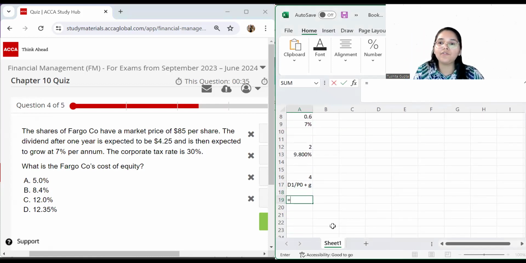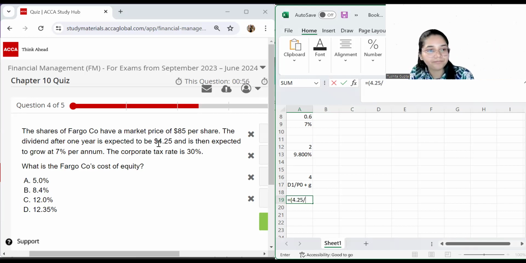D1 is basically the dividend that the company is going to pay after 1 year. So please do not incorporate growth again, because this is the dividend which has been given after 1 year. This itself is D1. This is not D0. So this does not have to be multiplied with 1 plus G. So this is your D1 already. So 4.25. And then you divide this with what?